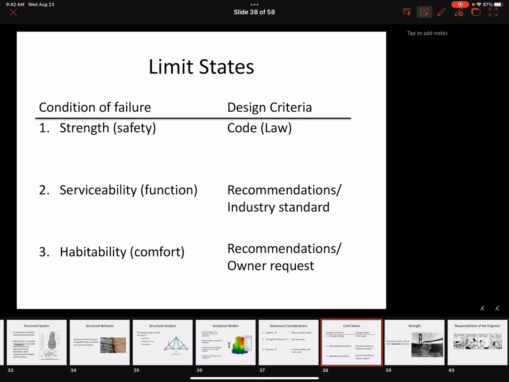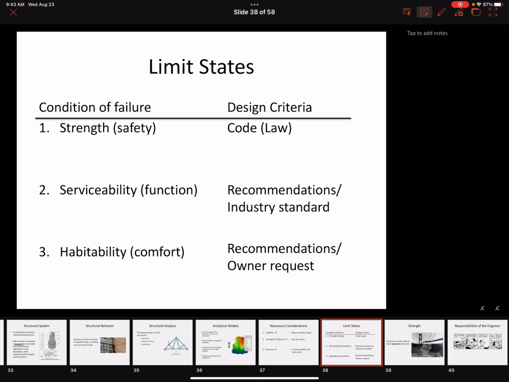Another example would be with high-rise buildings. Tall buildings will sway in the wind, and that's okay. We know they're going to move in the wind like that, and we want them to. But we don't want them to move so much that the elevators can't function.